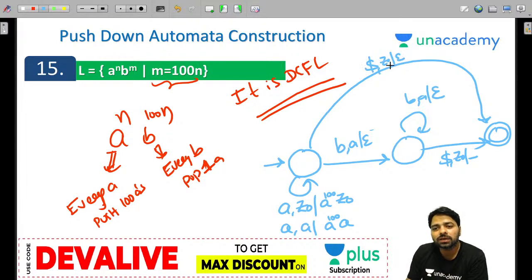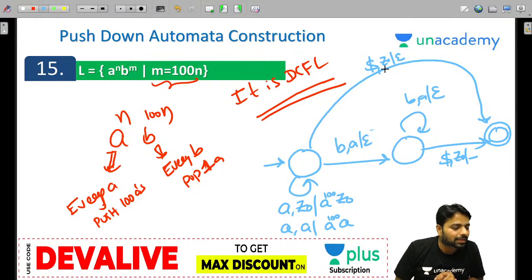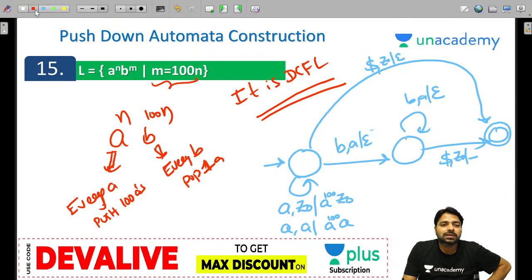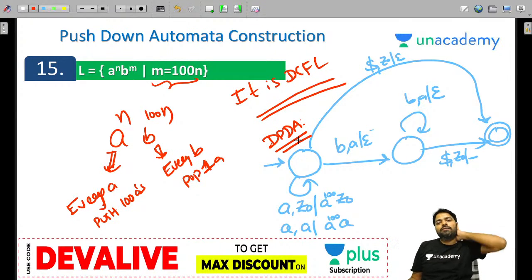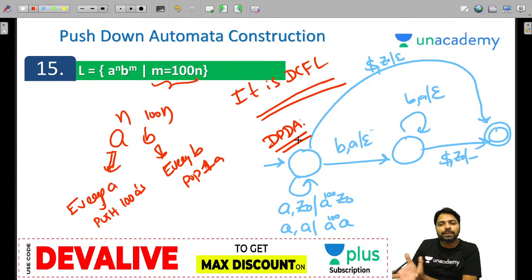This is the machine. This is the DPDA. How DCFL, this is how it is. It is DPDA. Clear this point? Everybody, anybody who does not know about this problem, this is the DPDA. When you know a power n, b power 2n, in place of 2 you have 100.